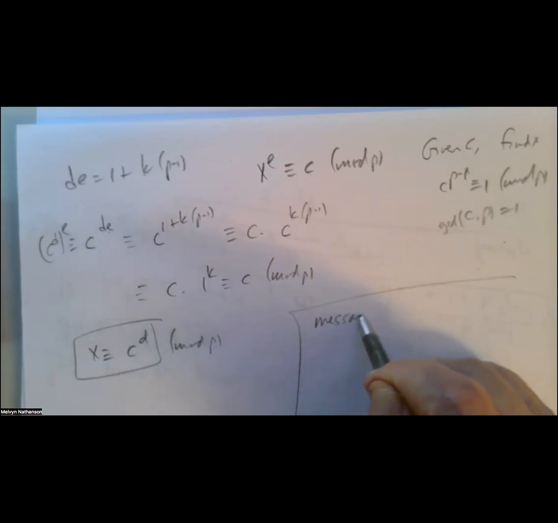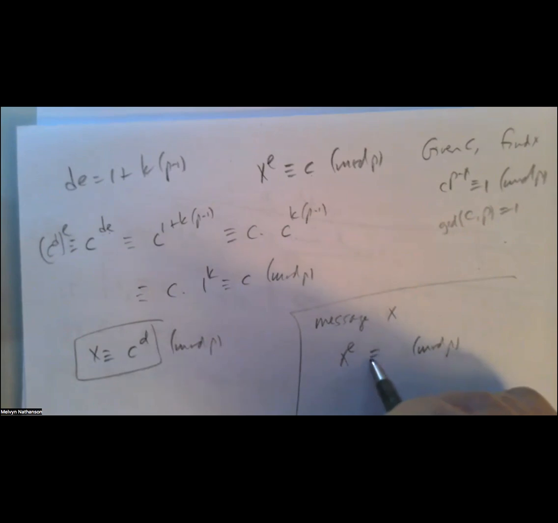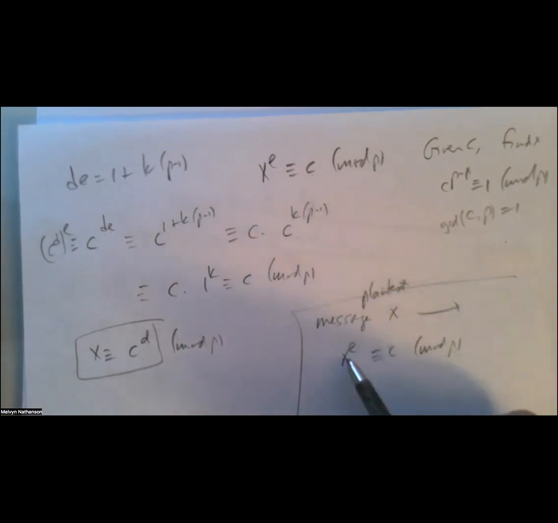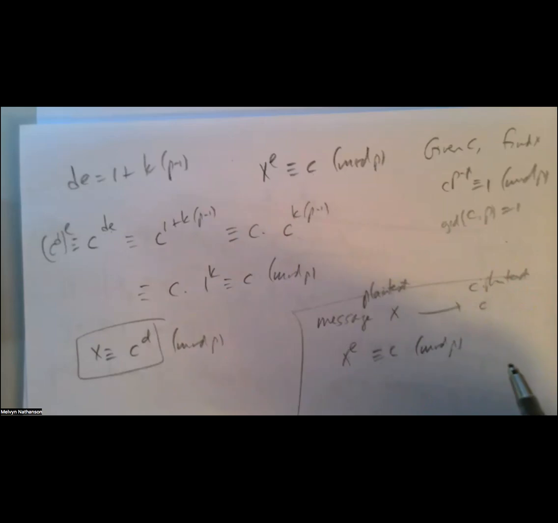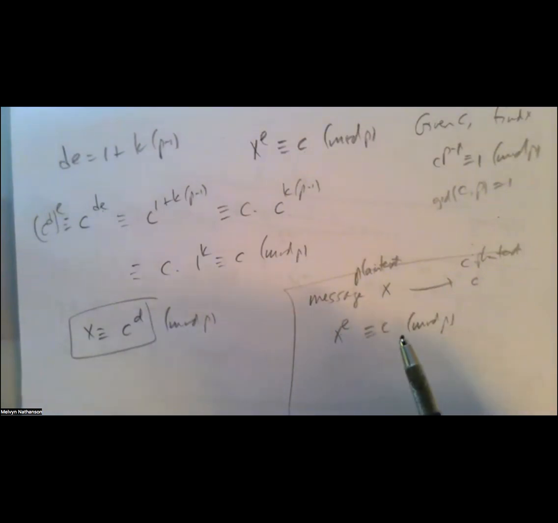Think of this as cryptography. We have a message that we want to encrypt, x. And what we do is we take x, raise it to the power e, and reduce it mod p. So we have x, this is the plain text, and we raise it to the power e, and we get the number c, which is the ciphertext.